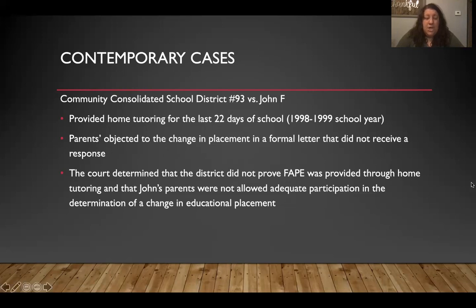The situation for John F. directly ties into what we saw for Honig and Doe because parents were not given appropriate and adequate participation in the determination of their children's educational placement.